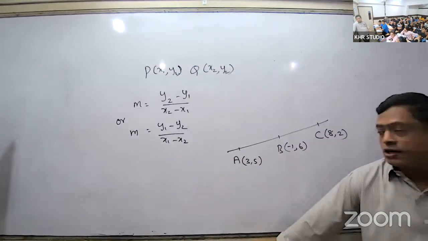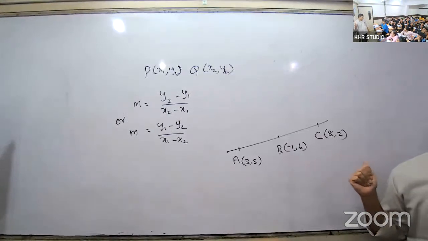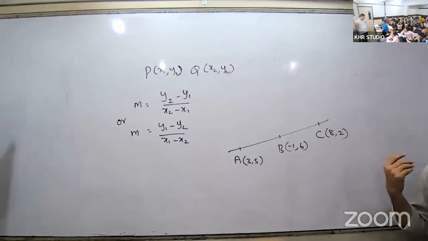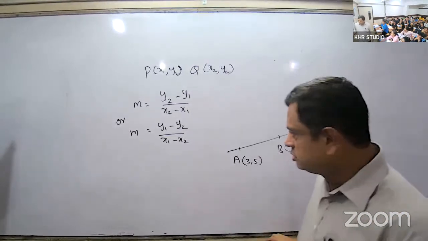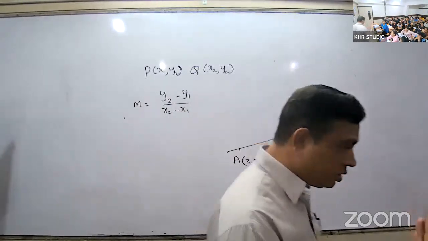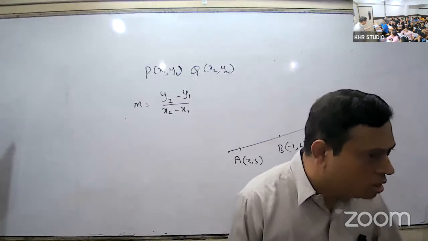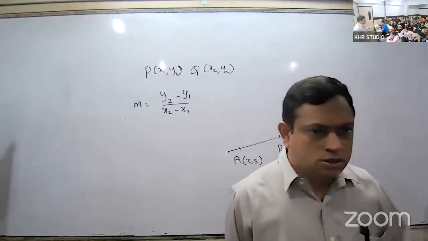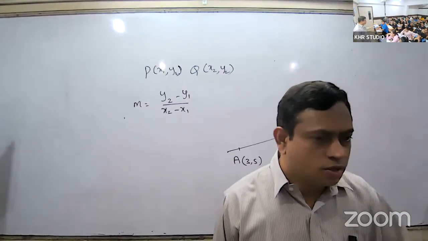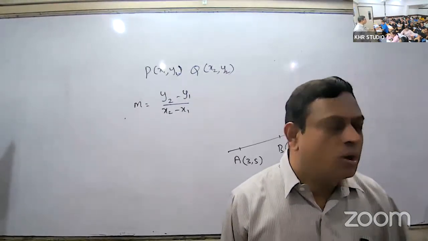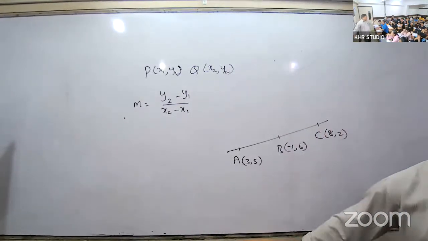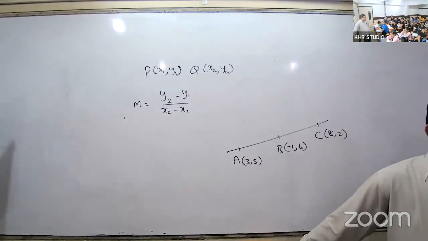Okay now, can you find out the slope of AB? Yes, y2 minus y1 upon x2 minus x1. Can you find out the slope of BC? Yes. If they are equal, how do you know? If the slopes are equal, what is the condition? Parallel. So then what did we prove? What is parallel to what? AB parallel to BC. What is the meaning of AB parallel to BC?